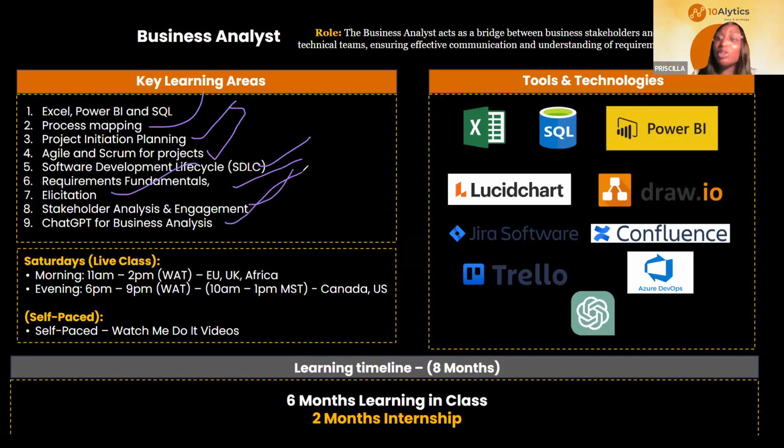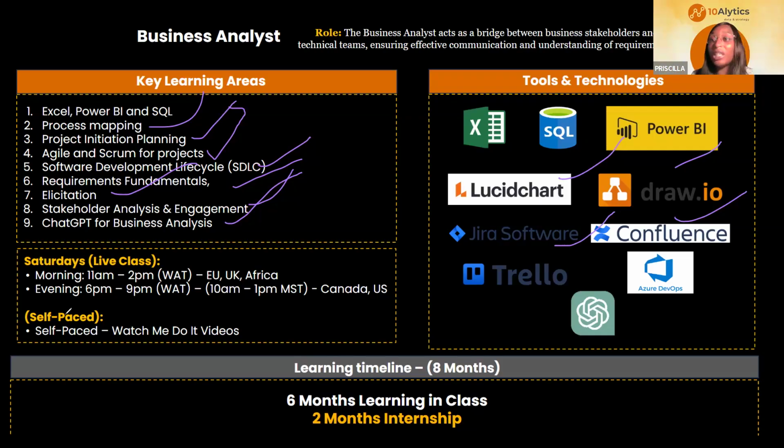Now, if you're looking to go into business analysis, these are the things that you need to learn. So what are the tools and technologies? You get to use tools such as Lucidchart, Draw.io, Confluence, Jira, Trello, and the likes, right? So if you're looking to go into business analysis, this is absolutely what you need to focus on learning.